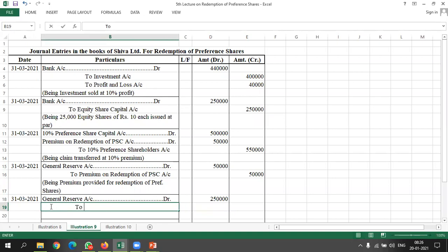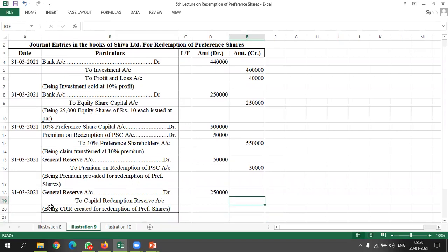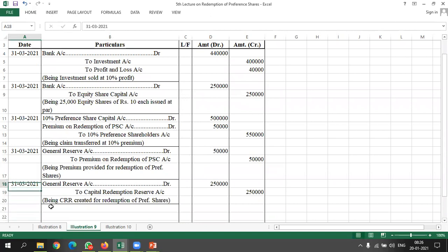To capital redemption reserve account. यहाँ पे लिखा being CRR created for redemption of preference shares. Okay, so amount is 2,50,000.